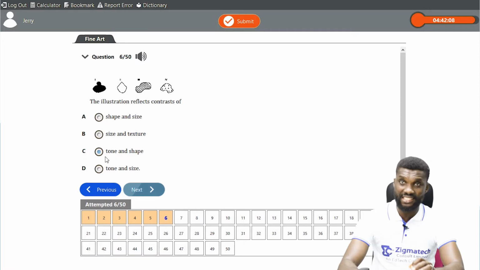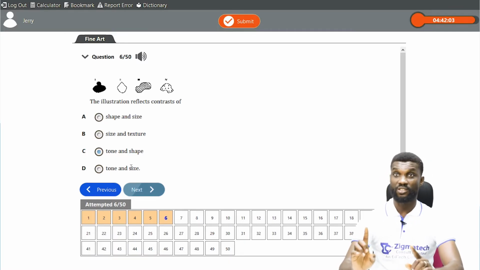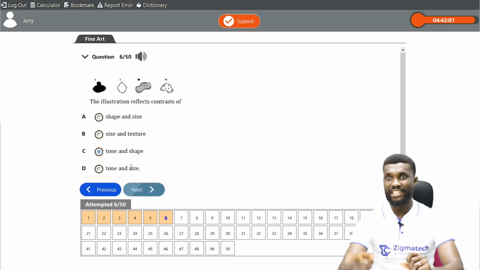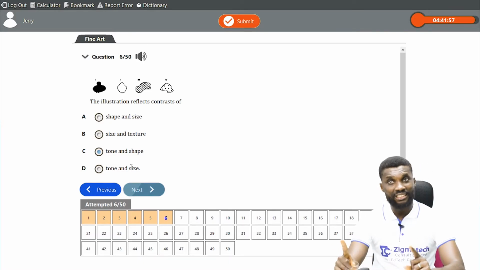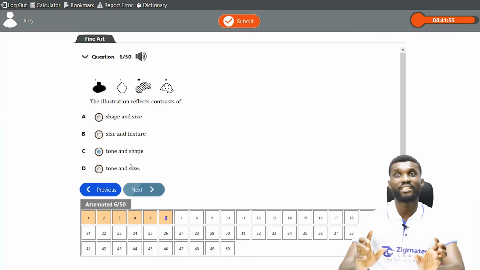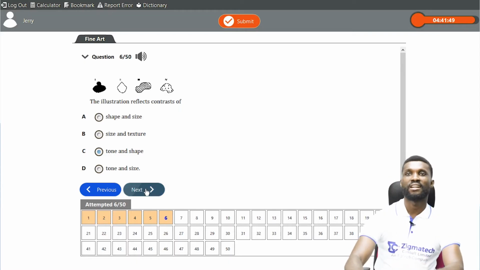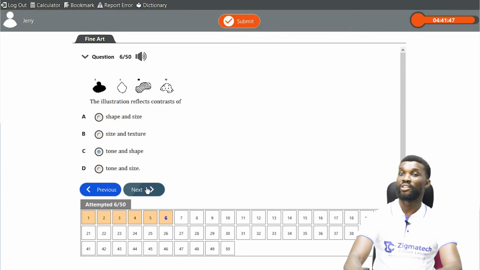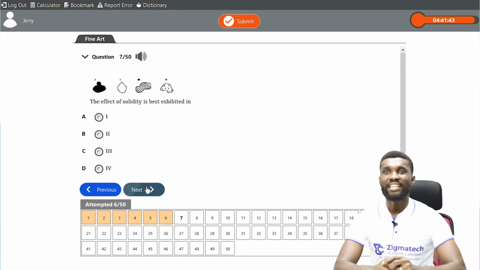Option number C is the correct answer for this, because it's not the size, not the texture, not the shape and the size, rather it is the tone and what? The shapes. That is more what it reflects or illustrates more than any of the other options. All right, now let's look at option number 7.